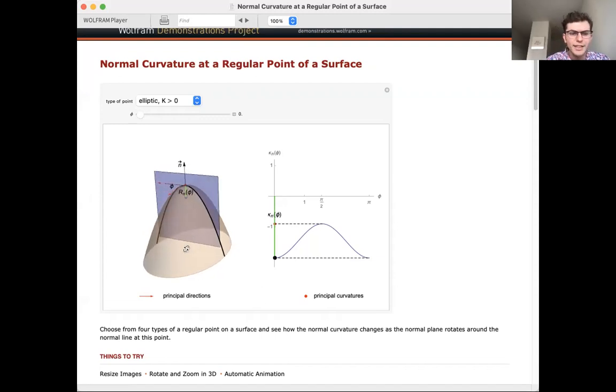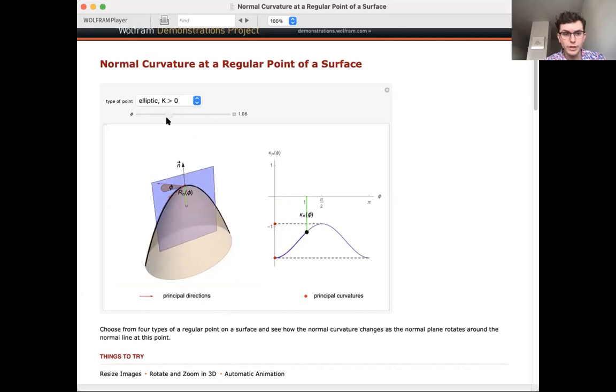Do you see when you think of this as slicing the surface? When you slice the surface, you get a curve, right? Do you see this black curve? That curve, as we just talked, curves have curvature, so you can look at the curvature of that curve. And as you rotate the plane, you get different curves, which would have different curvatures in principle, right?